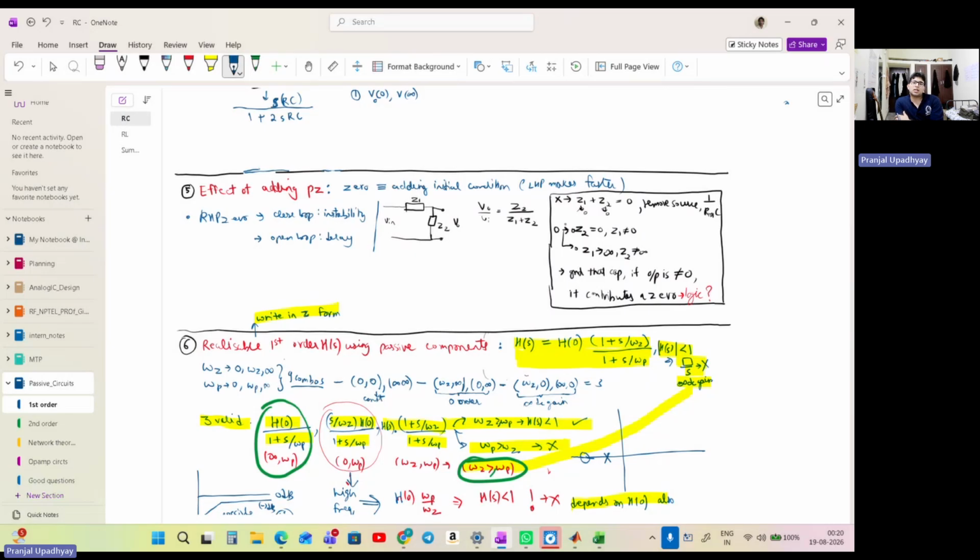Now we understand that a pole is basically equal to 1 by tau, and you understand that the smaller the tau, the faster is the circuit. So from this we can understand that if tau is smaller, the pole is larger, which implies that poles which are of smaller magnitude add more delay to the circuit, right? So smaller poles add more delay. So this is an intuitive picture that we can understand.